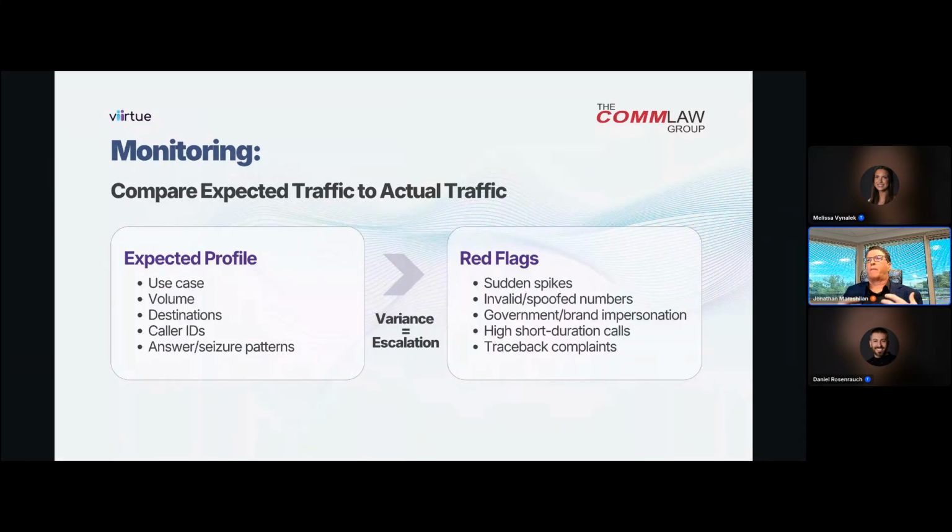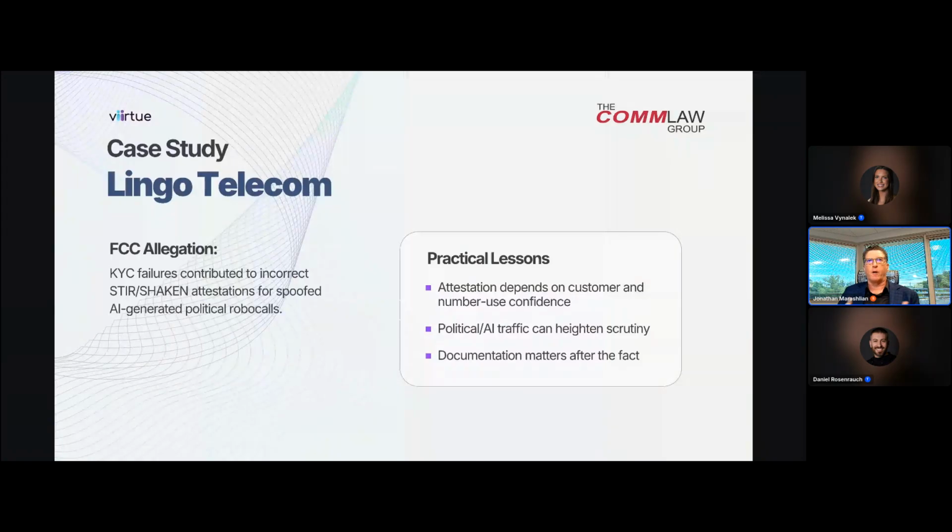So now we're going to look at a case study, one of the most important robocall mitigation enforcement stories in recent years, and that deals with Lingo. It matters for KYC because the FCC tied the customer's diligence to STIR/SHAKEN attestation. So the basic allegation was this: KYC failures contributed to incorrect STIR/SHAKEN attestations for spoofed AI-generated political robocalls.